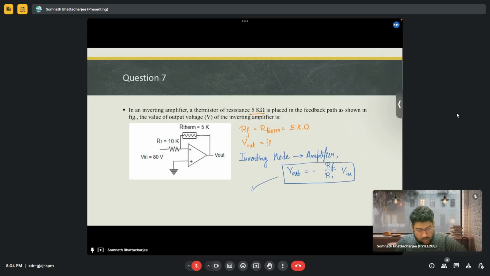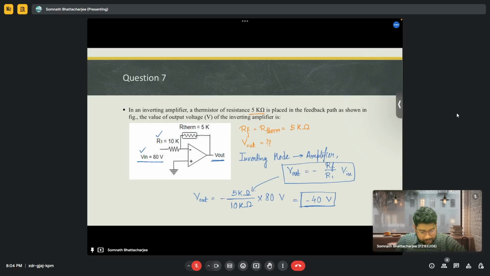So from this we get to know that V out is equal to minus of 5 kilo ohm divided by 10 kilo ohm from the figure, multiplied by V in, that is 80 volts. Okay, from this, how much will this be? This will be minus 40 volts. So by giving an input of 80 volts, we get an output of approximately minus 40 volts. As it is an inverting amplifier, we'll get the sign flipped anyway.